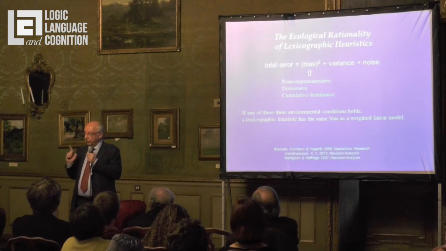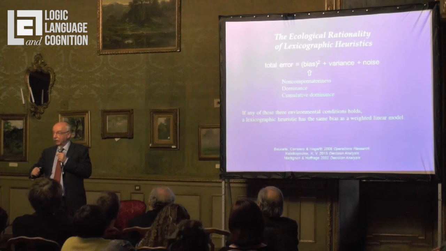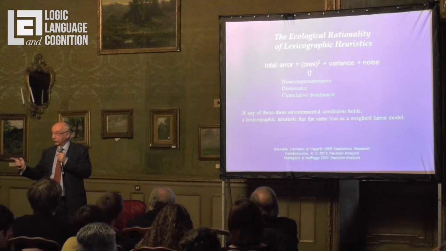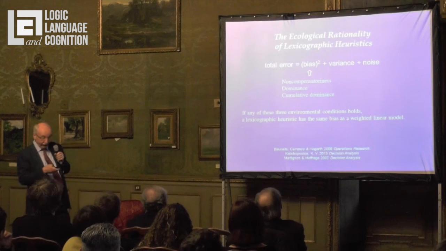Note what that means. The linear models, in addition, suffer from variance, and so you can now predict that a simple lexicographic strategy will actually, differently from what Keeney and Raiffa think, do better in prediction than linear models. And we found many cases. This is now the analysis. What does this mean? Non-compensatory dominance and cumulative dominance. Okay, take a deep breath. You will immediately understand it.